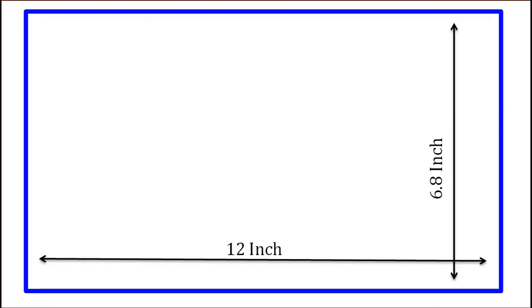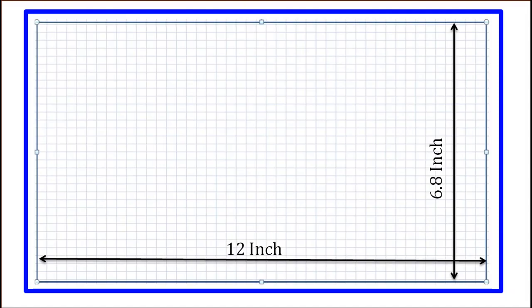Okay, now you can take it. This is a computer monitor screen. That screen size is 12 inch by 6.8 inch. To show any content or images, the screen has a lot of small picture elements. Those picture elements form the total image. You can take it that this small square is one picture element, and that is called one pixel.